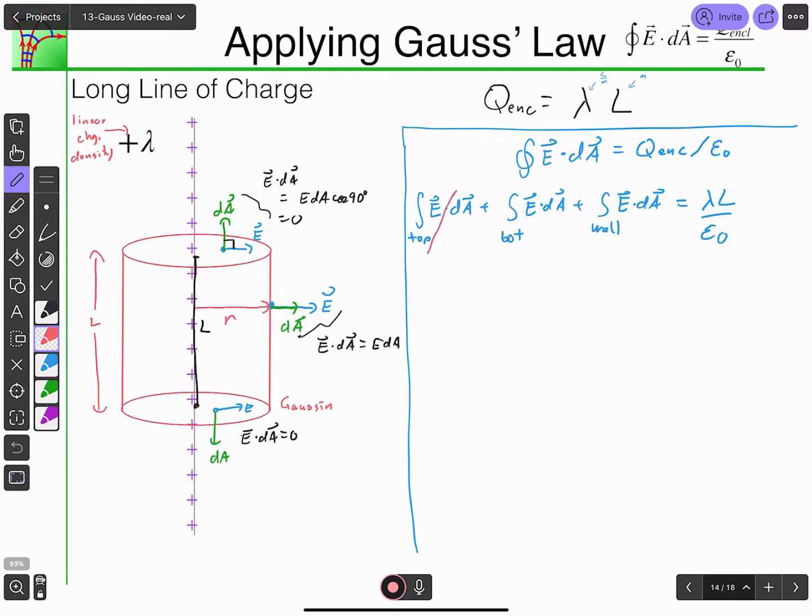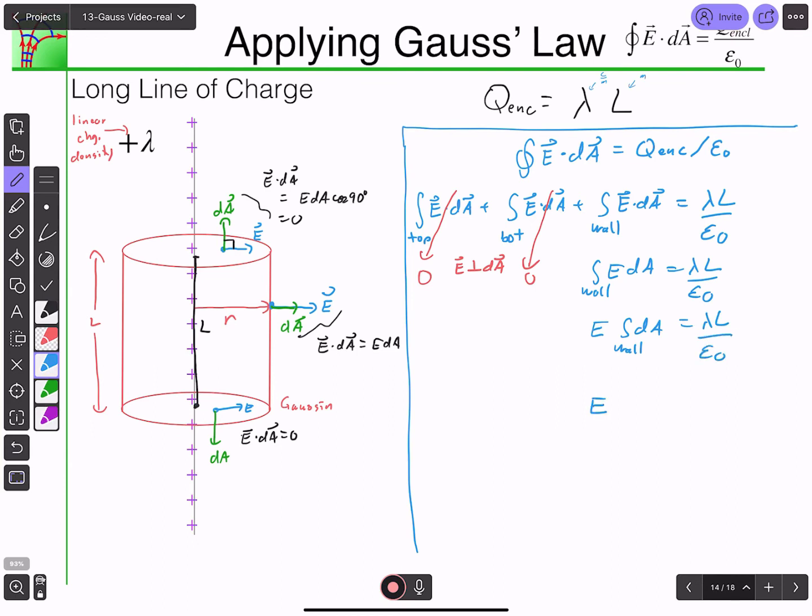As we saw, the top term is 0 and the bottom term is 0, because in both cases the electric field is perpendicular to the area vector, which means the dot product is 0. So we're just left with the electric field due to the wall. At every point along the wall, the electric field is the same, because every point on the wall is a distance r from the wire. So the magnitude of the electric field is the same at every point. We end up with the integral of E dA equals lambda L over epsilon naught, or E times the integral of dA for the wall equals lambda L over epsilon naught.